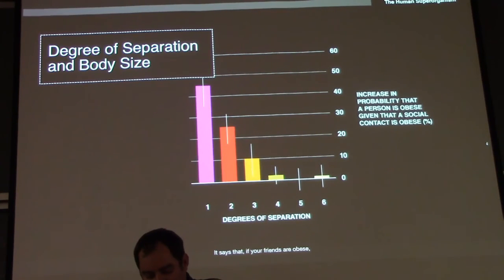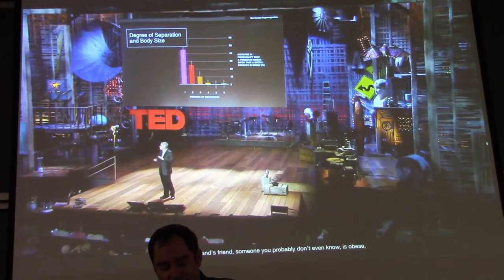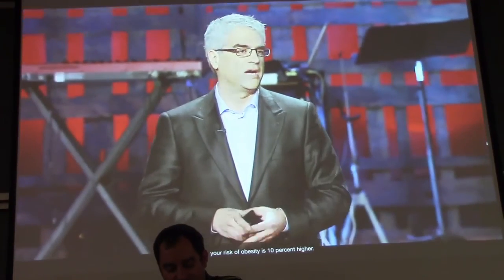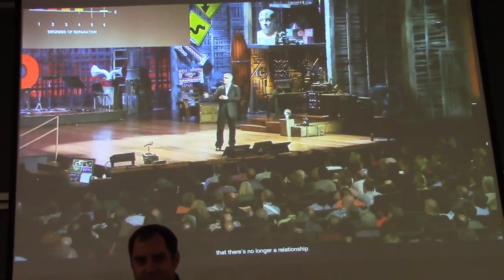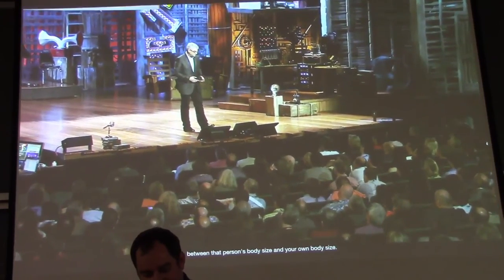It says that if your friends are obese, your risk of obesity is 45% higher. And the next bar over, the orange line, says if your friend's friends are obese, your risk of obesity is 25% higher. And then the next line over says if your friend's friend, someone you probably don't even know, is obese, your risk of obesity is 10% higher. And it's only when you get to your friend's friend's friends that there's no longer a relationship between that person's body size and your own body size.